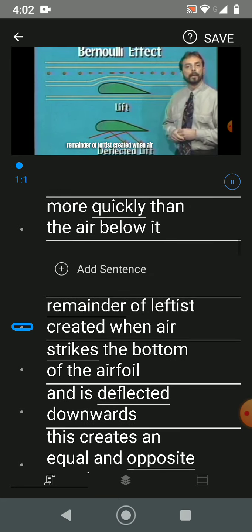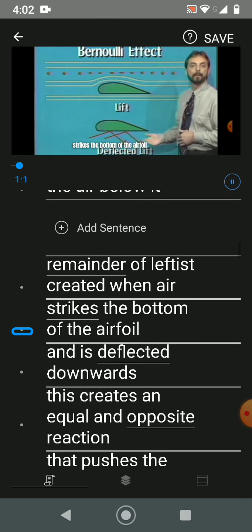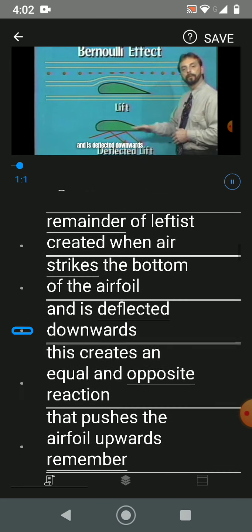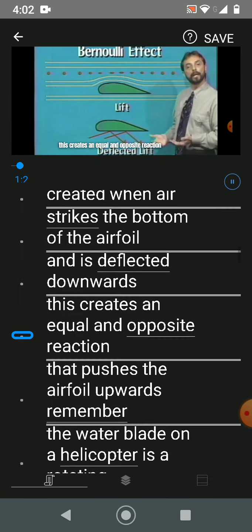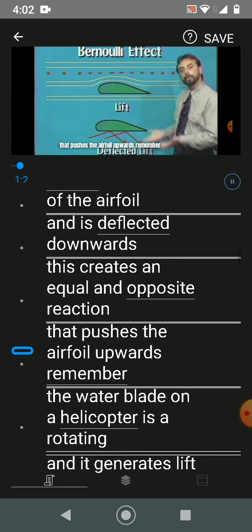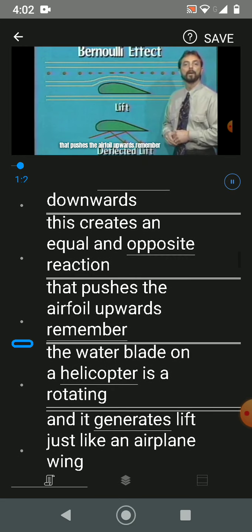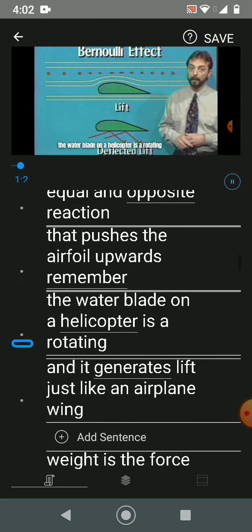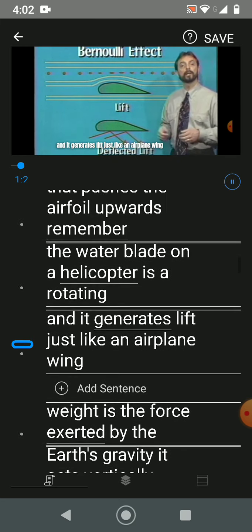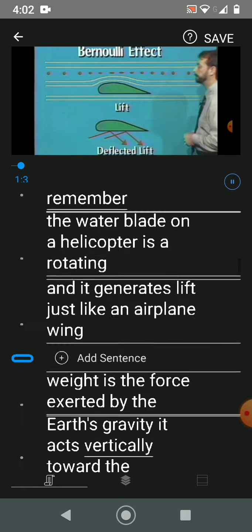The remainder of lift is created when air strikes the bottom of the airfoil and is deflected downwards. This creates an equal and opposite reaction that pushes the airfoil upwards. Remember, the rotor blade on a helicopter is a rotating airfoil, and it generates lift just like an airplane wing.